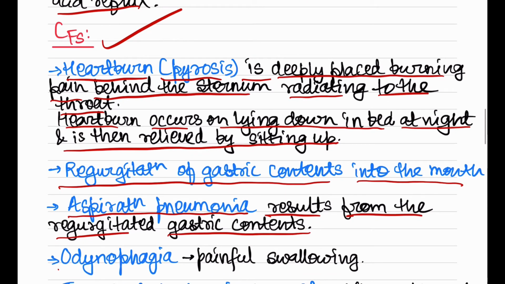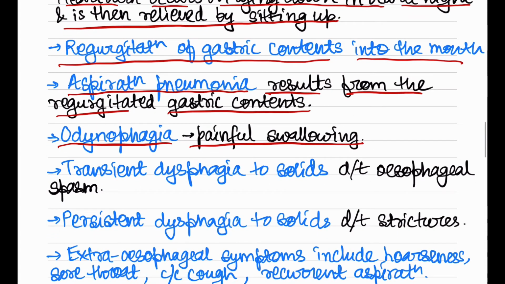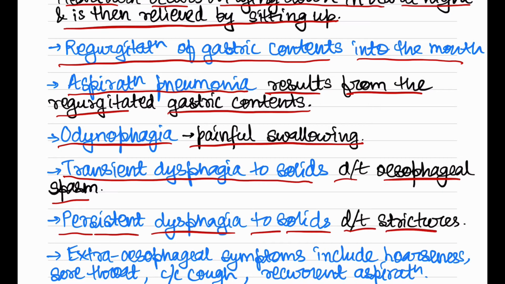Next is odynophagia, which means painful swallowing. Then we have transient dysphagia to solids, which is due to esophageal spasm, and persistent dysphagia to solids, which is due to the strictures which form in the esophagus. Dysphagia is basically difficulty in swallowing.